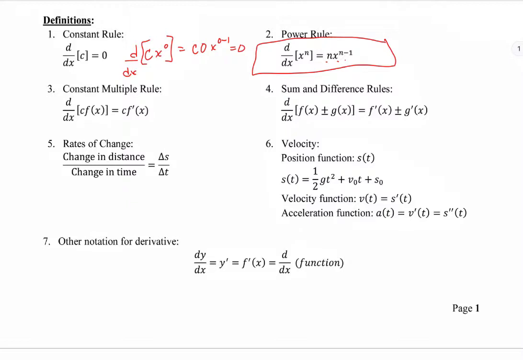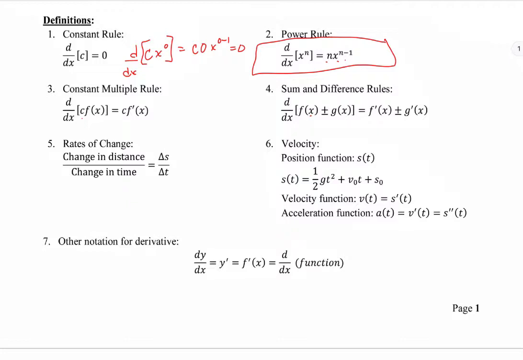If I have a constant times a function, then it's the constant times the derivative of the function. I can multiply the constant by the derivative of each function. I don't have to do anything more than take the derivative of each function.